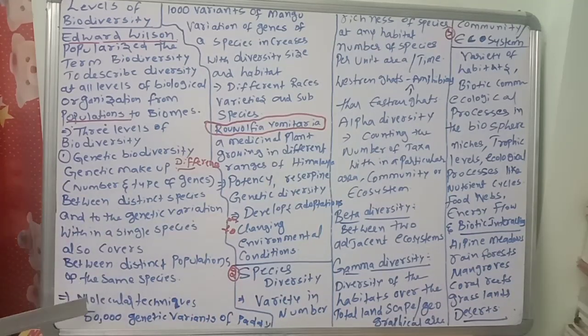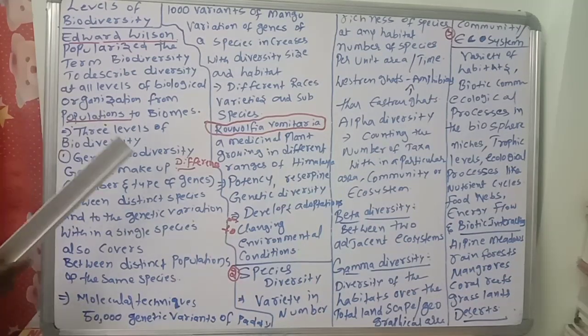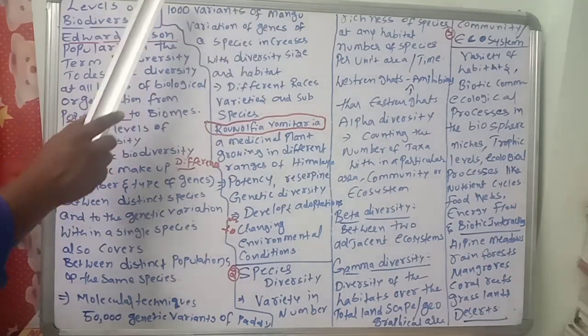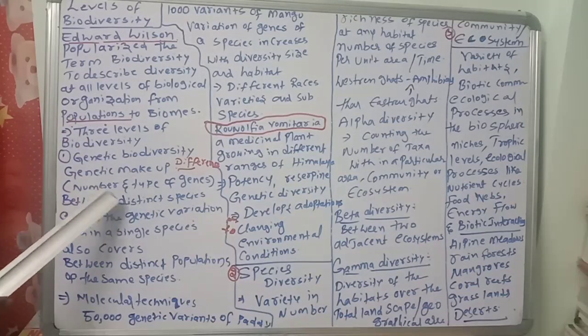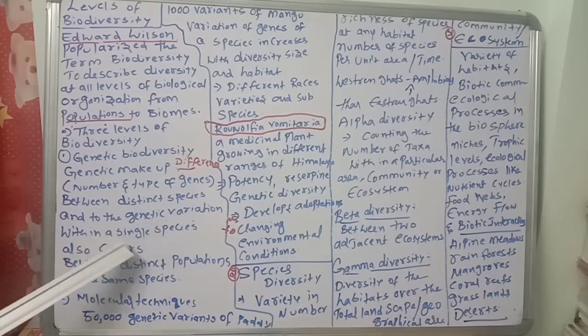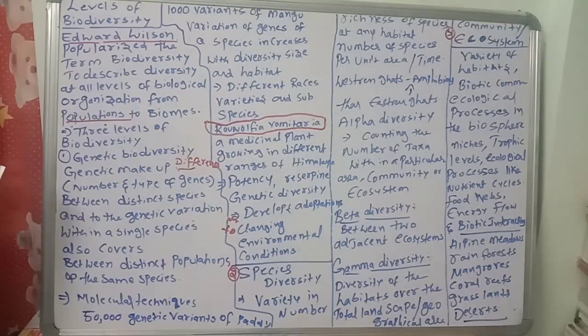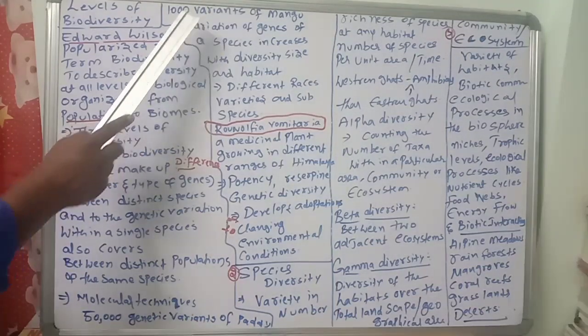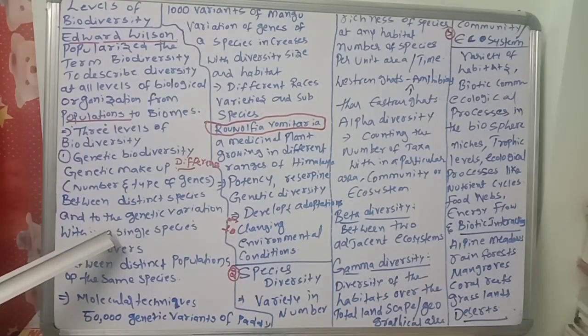See, molecular techniques are very useful to find out the genetic biodiversity. For example, to understand this, you see 50,000 genetic variants only in the paddy, and 1,000 variants of mango. Understand or not? Genetic makeup changes in the genes between distinct species, and there is genetic variation within a single species. Within paddy, how many? 50,000 genetic variations. Even mango, how many? 1,000 variants are there. Variations of genes.